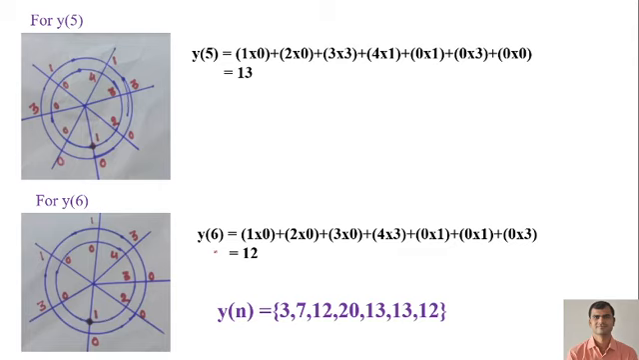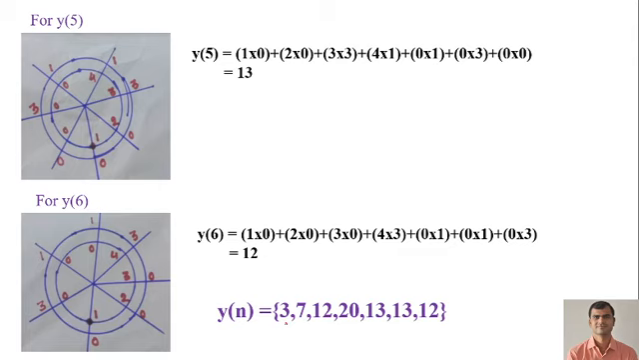For y of 5, we rotate the sequence of x2 of minus n by 5 samples. For y of 6, we rotate x2 of minus n by 6 samples, or if you have the equation for y of 5, you rotate by 1 sample and you get the equation for y of 6. We will get the answer for y of 5 as 13, y of 6 as 12, and after that you put the values of y of 0, y of 1, y of 2, y of 3, y of 4, y of 5, y of 6, and the position of the arrow will be at 3 only. This is the position of the arrow.